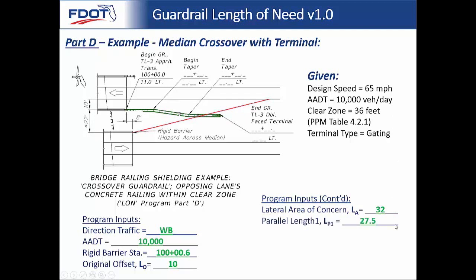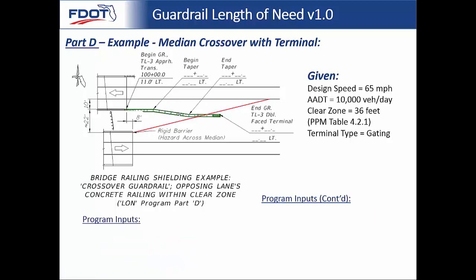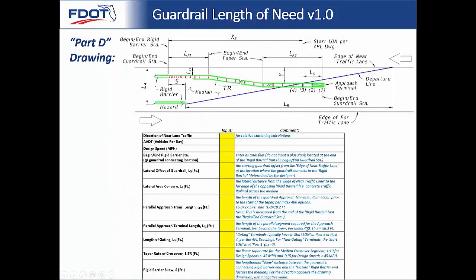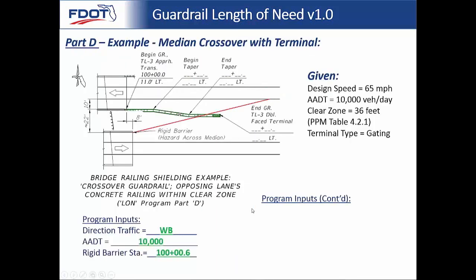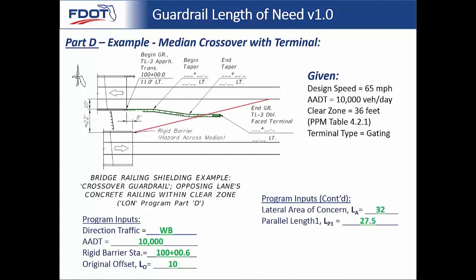Parallel length 1, or LP1, it's 27.5. And the quickest way to get that is we'll just go back and look right here. So LP1 for TL3 is 27.5. We know our design speed is 65 miles per hour, and so we're just going to go ahead and assume the TL3 is going to be needed, and that will be the default value anyway. So 27.5. And just as a reminder, that's the length from the edge of the rigid barrier here to the point where that starts tapering. It's a parallel length.